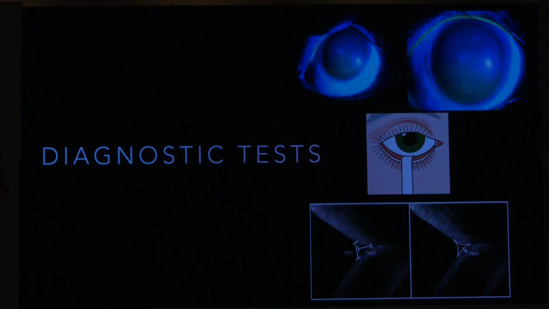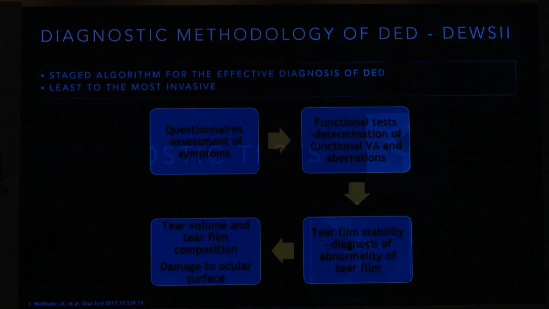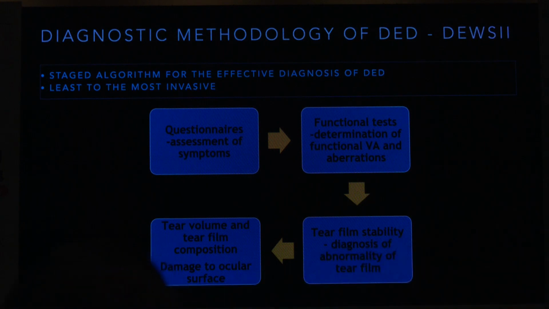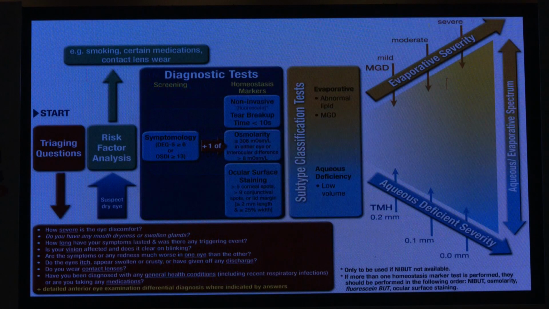So first rule out other conditions, then you have to try and see what type of dry eye it is and what is the severity. For that, I think a proper diagnostic methodology has been suggested by the DEWS-2, in which we do a staged algorithm: questionnaires, functional tests, then specific tests for tear film stability and abnormality of the tear film, and then tear volume, composition, etc., and damage to the surface are assessed. So this is the algorithm which has been proposed by the DEWS-2.